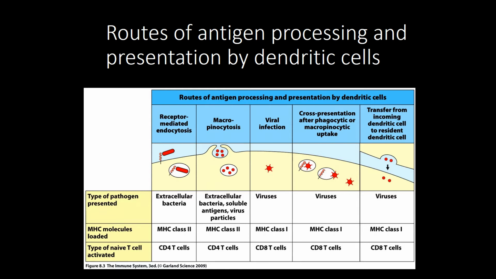And there are even cases where you can transfer from one dendritic cell to another dendritic cell directly. And those could be presented by the MHC class 1 as well. So dendritic cells are good at presenting antigen through class 2 or class 1. They're very potent antigen presenting cells.